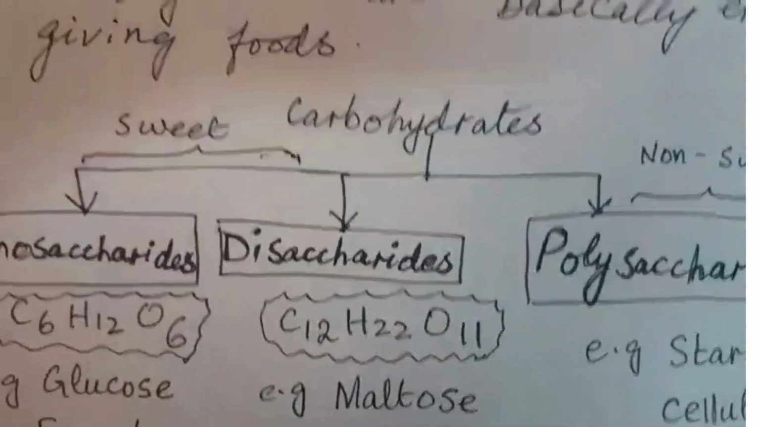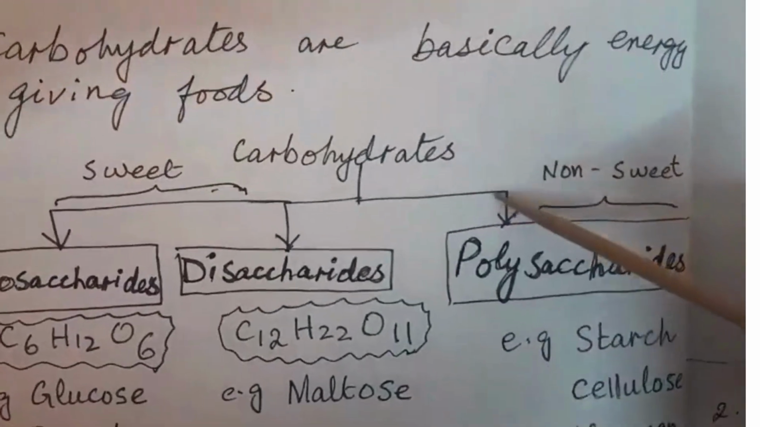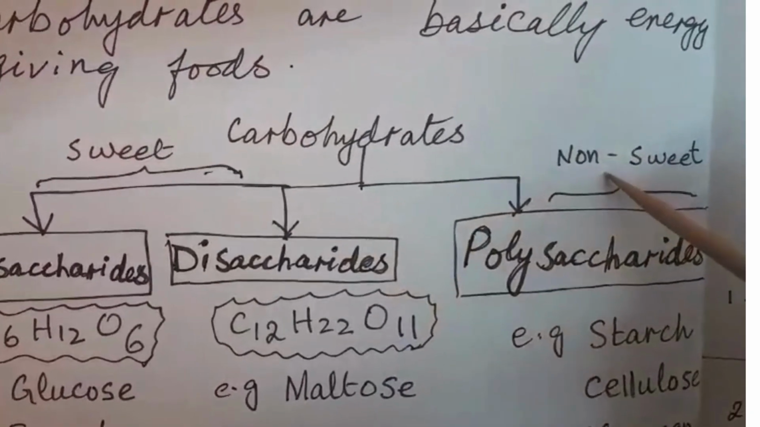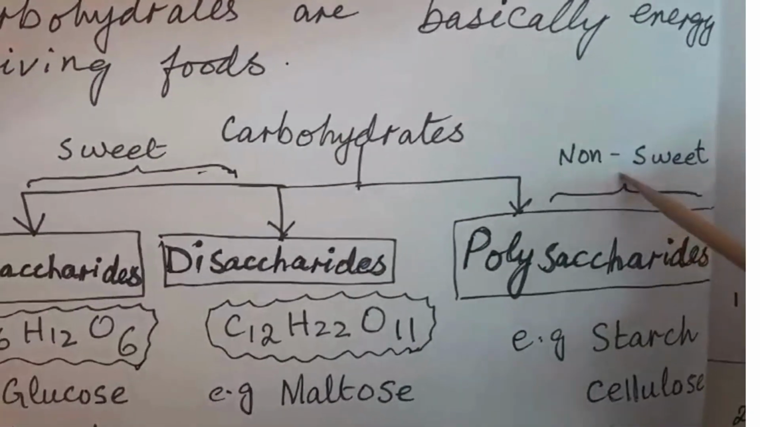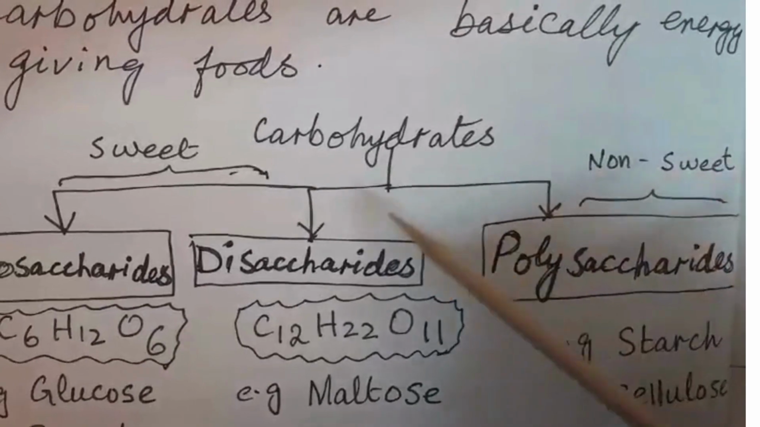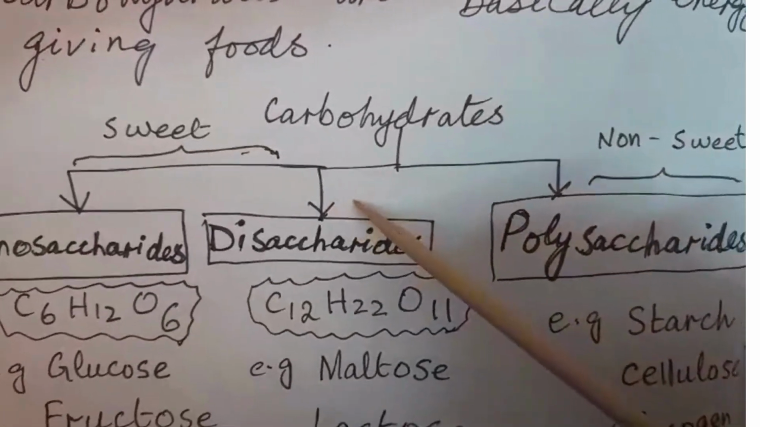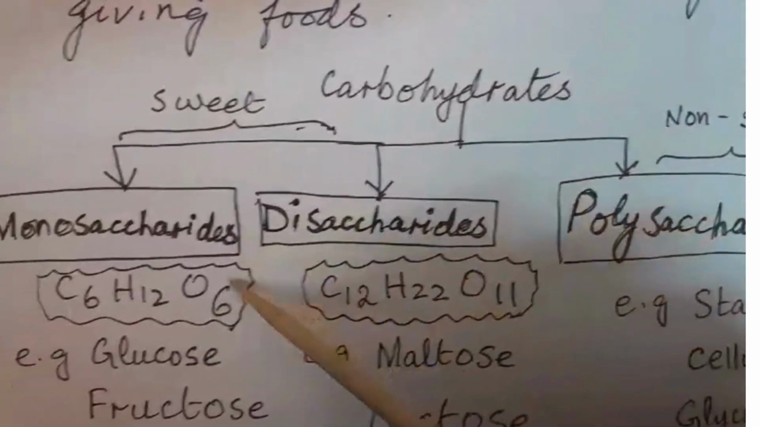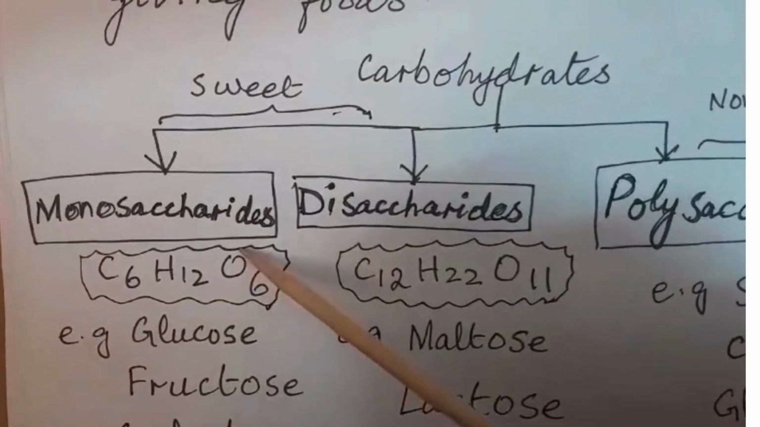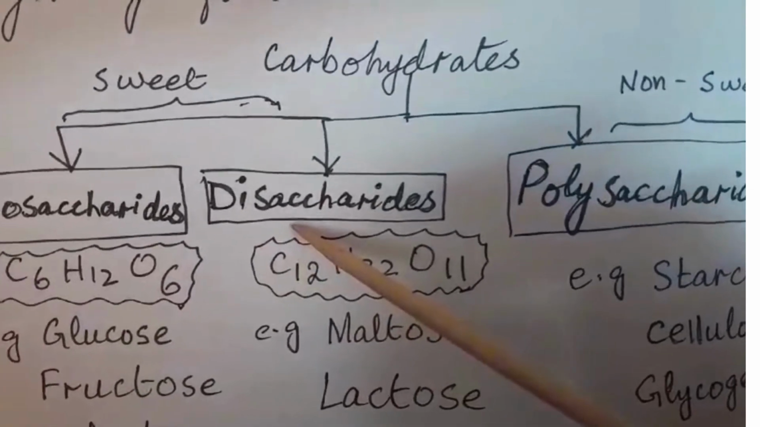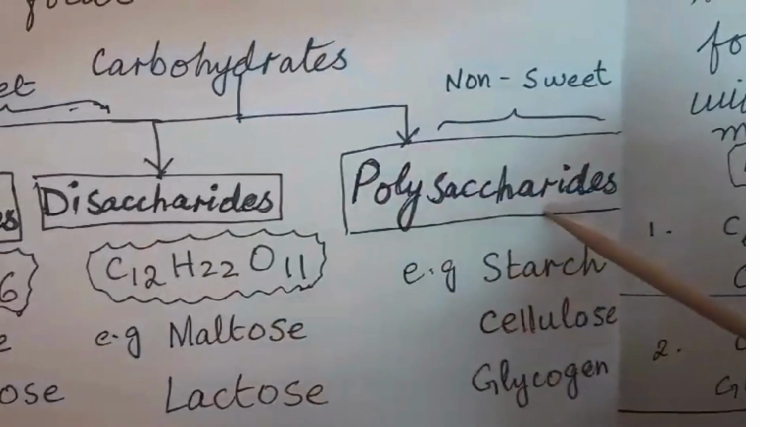Now we see the types of carbohydrates. They are divided into two categories: the non-sweet or non-sugars, and the sugars which are sweet. Monosaccharides, disaccharides or oligosaccharides, and the polysaccharides.